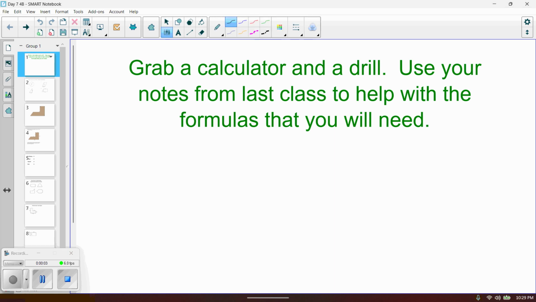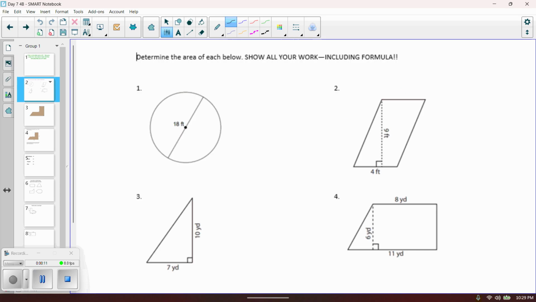All right, for today's lesson, we're going to do a continuation of our areas, but we're going to combine them now with some things. So let's go over the drill. Hopefully these were relatively basic. The first one, area of a circle. Area equals pi times the radius squared.